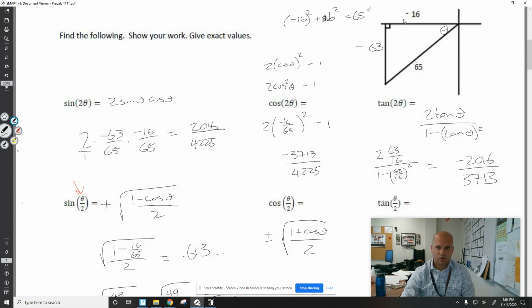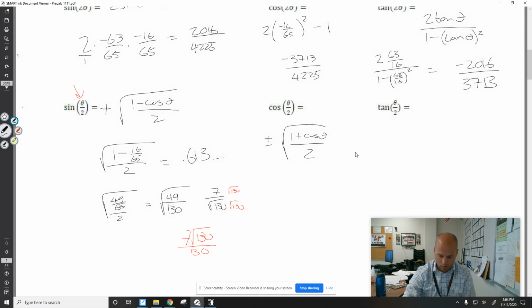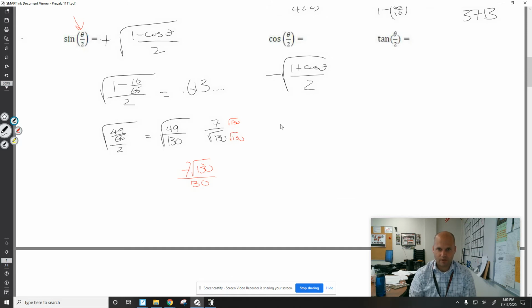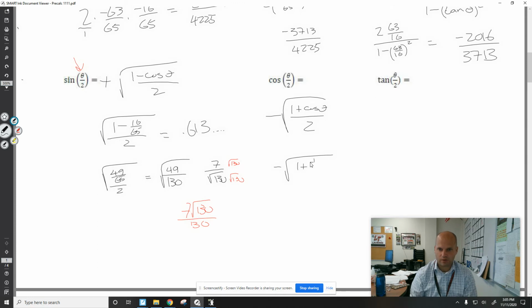Well, again, if you start with something between 180 and 270 divided by 2, you're going to be between 90 and 135, which means you're in the second quadrant, and the cosine of an angle in the second quadrant is negative. That's important. And then cosine theta is negative 16 over 65. I'm not going to bother simplifying. This is like getting a little bit ridiculous. It's like root 1 plus negative 16 over 65 over 2. Simplifying is not what we're doing here. You can type that into your calculator and get your answer.